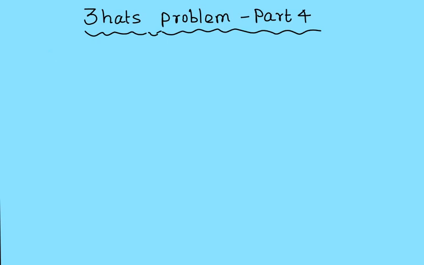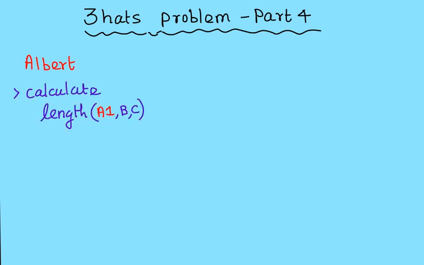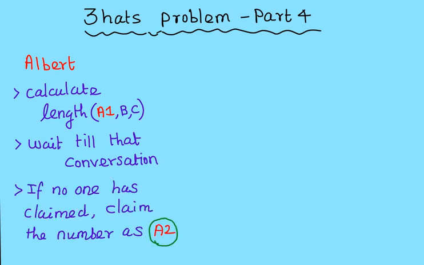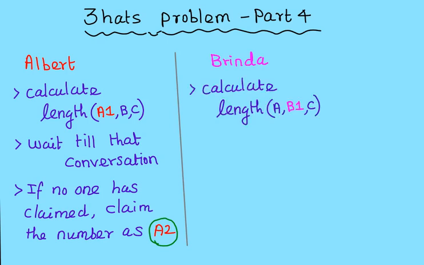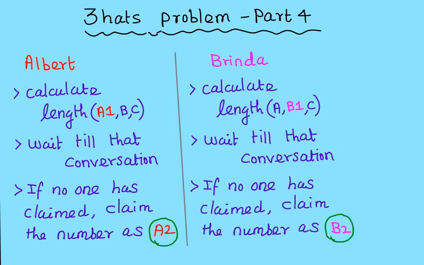Summarizing the strategies, for Albert, calculate the length of A1 BC and wait till that conversation. If no one has claimed their number, in the next immediate turn, claim the number as A2. For Brinda, calculate the length of A B1 C and wait till that conversation. If no one has claimed their number, in the next turn claim the number as B2.